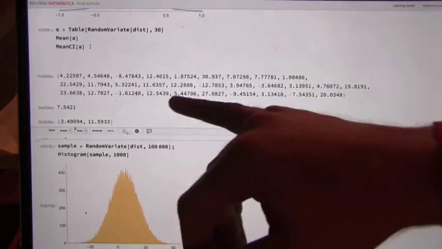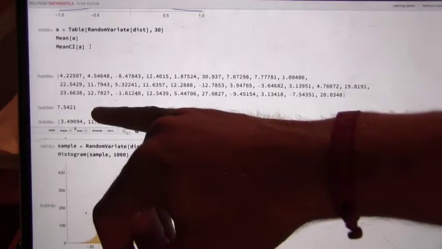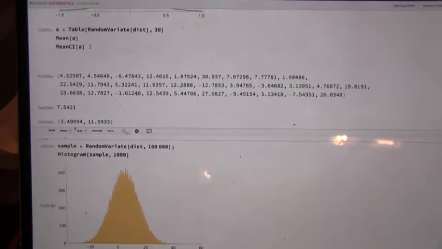So in this case, it turned out the mean was 7.5. All right. And what should it have been, if this was absolutely perfect? It should be 5. So we're picking pretty close.